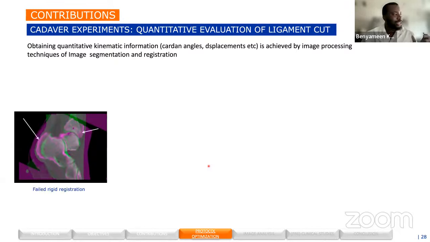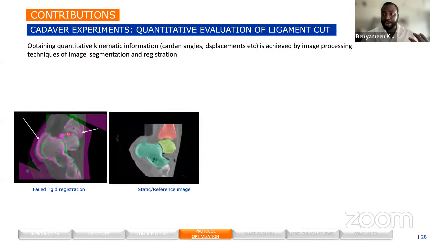So here is an example of an attempt at an image registration where you're trying to align the two images on top of each other. The challenge here is that you have multiple bones, you have soft tissue around, and these bones are also slightly moving in different directions. So doing a pure easy registration is not that obvious.